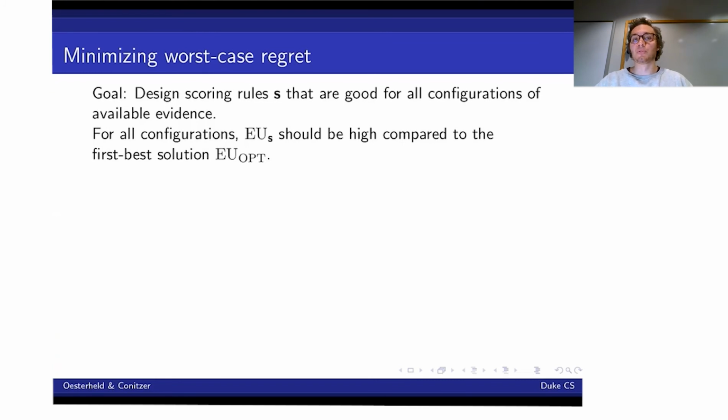So what we will do is we look at what's called regret. So we will compare how much the principal gets by using a scoring rule versus how much they would get if they were able to basically completely control what the experts do and if they knew everything that the experts know. Okay, let's make this more formal.